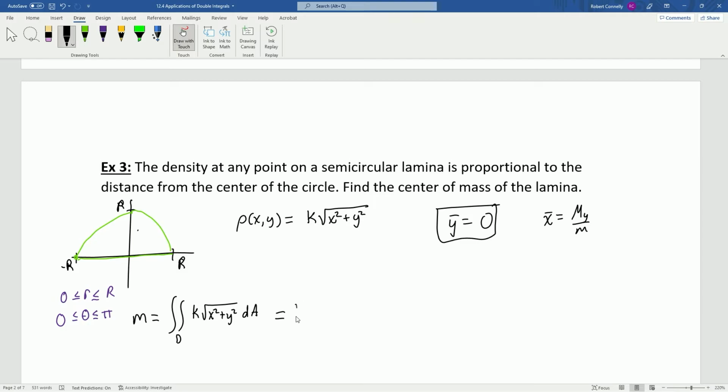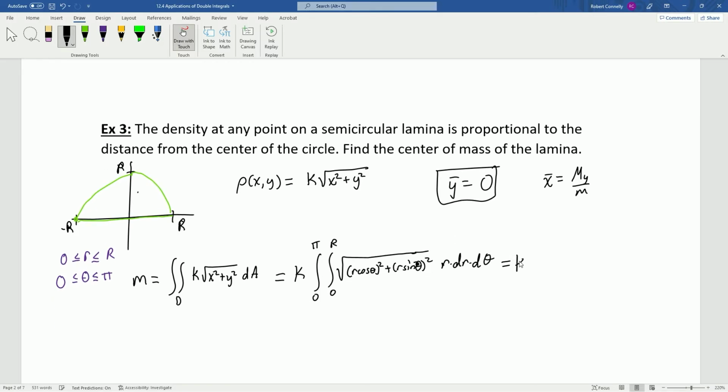So, first of all, k is a constant, so I can pull it out in front. This will be the integral from 0 to pi, and 0 to cap R. And then inside this square root, what do we get? We get r cosine of theta squared plus r sine of theta squared. r times dr times d theta.